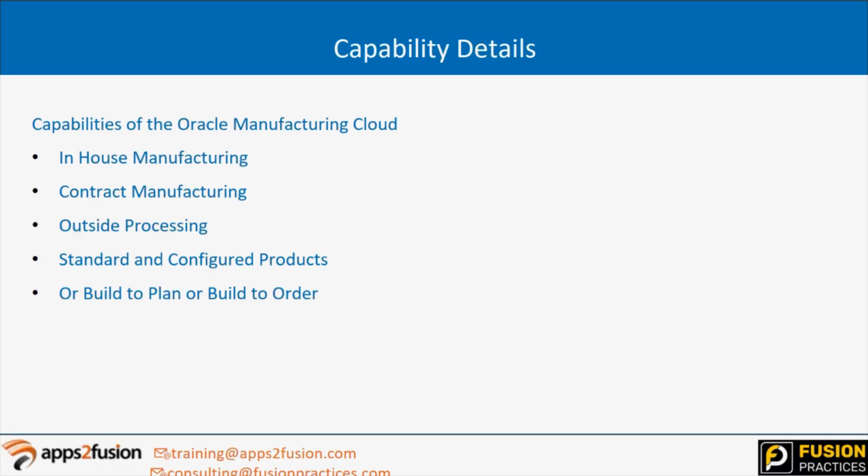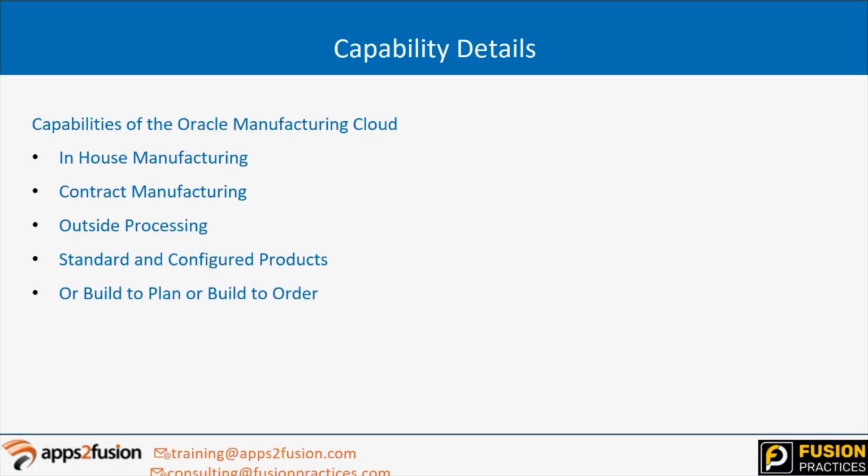Using the Oracle Manufacturing Cloud, we can manufacture standard and configured products, and typically the business flows are either built to a plan that is based on a forecast or a planning engine recommending certain outputs based on trends, or it is built to order. So built to order is where a customer enters a sales order and it decides that it wants to build a certain product. Can you touch upon the standard and configured product?